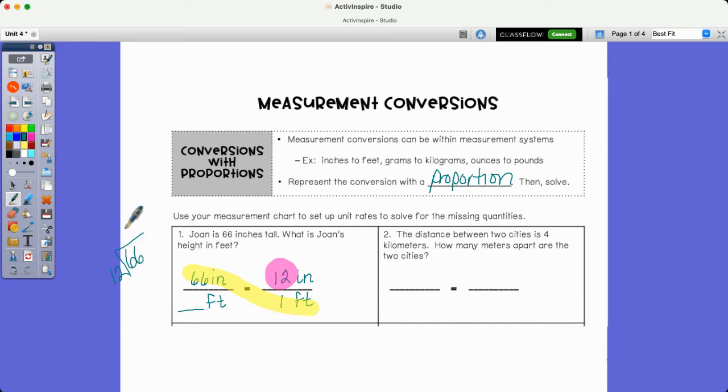12 goes into 66 5 whole times. That is 60. I'm going to put a decimal in there. That is 6 and 0. And I get 5.5 feet.